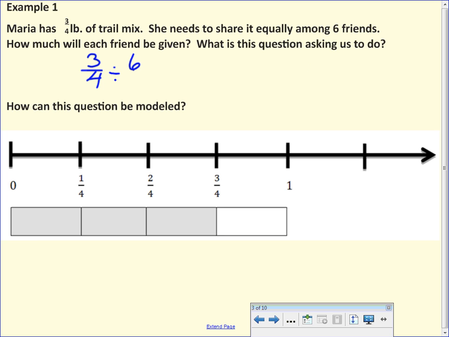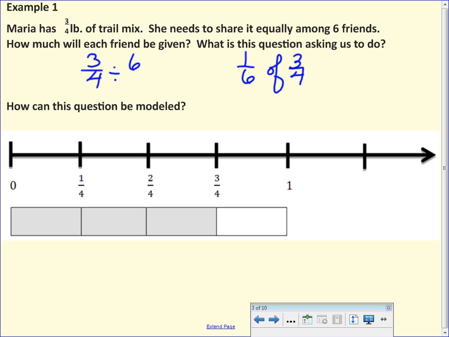1/6. So if it was a whole bag, pretend it was a whole bag. My whole bag, if I'm separating it to 6 people, everybody gets 1/6, right? Everybody, but do I have a whole pound? No. So it's not as easy as saying 1/6. What I have to do is find 1/6 of 3/4, because if I take that one bag and separate it 6 ways.